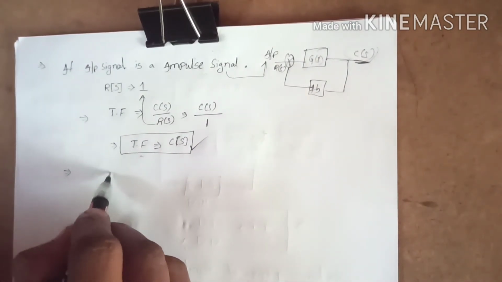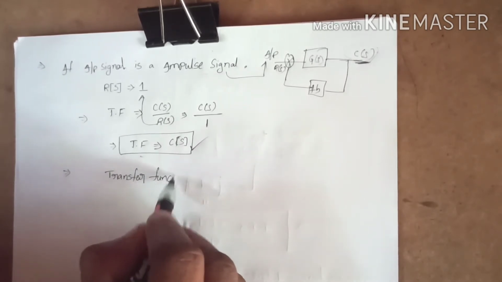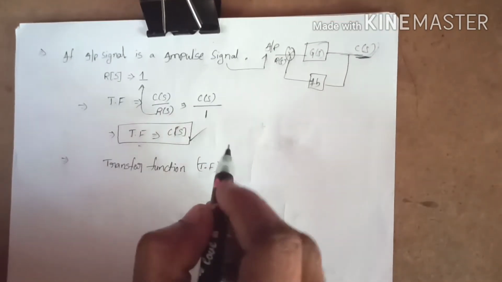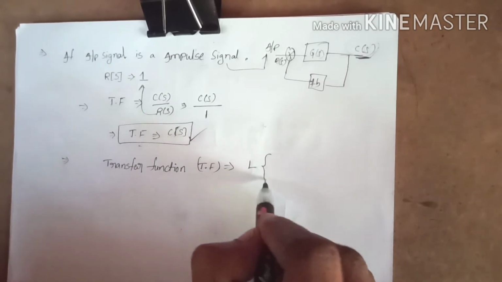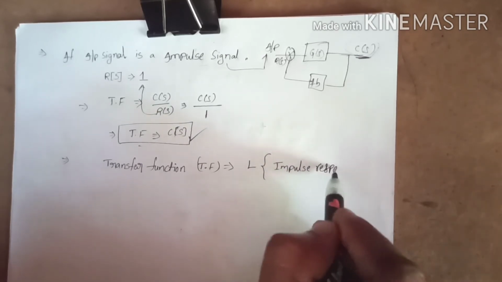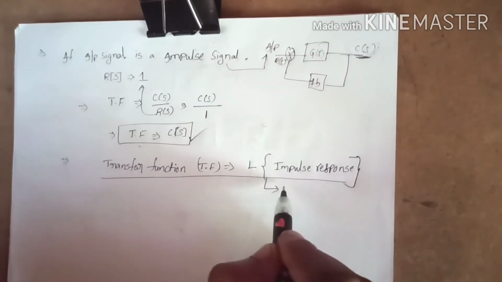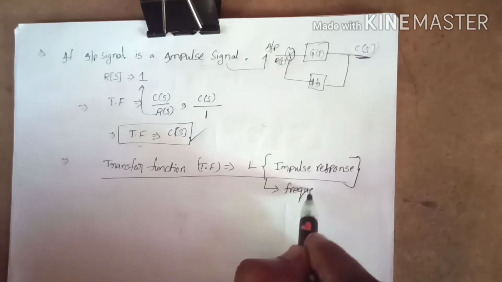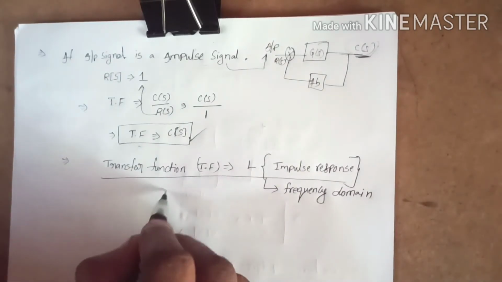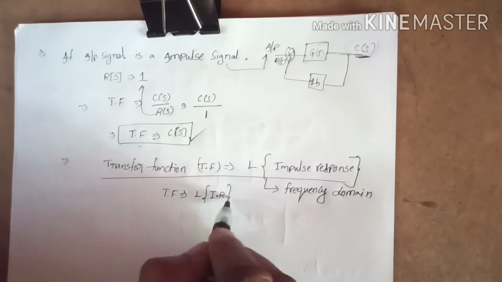And also we can write the transfer function, T of S, equals the Laplace transform of the impulse response. This formula is in frequency domain. Frequency domain means transfer function equals Laplace transform of impulse response.